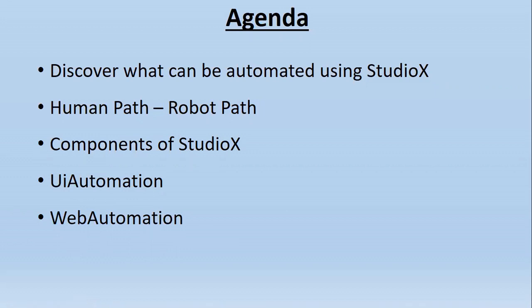Now, first things first, how should we discover what can actually be automated using StudioX is what we're going to discuss first in this episode. Then we'll have human path and robot path, which is terminology specific to citizen developer and StudioX. We're going to discuss that. Then we're going to look at the components of StudioX, which are the two main components of StudioX. And then we're going to practically implement UI automation and web automation. So without further ado, let's quickly get started with the agenda of today's episode.